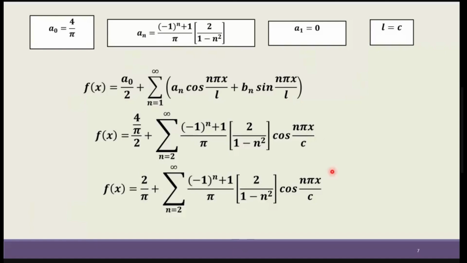Again simplifying, 4 by pi upon 2 will become 2 by pi, summation n varying 2 to infinity minus 1 raised to n plus 1.